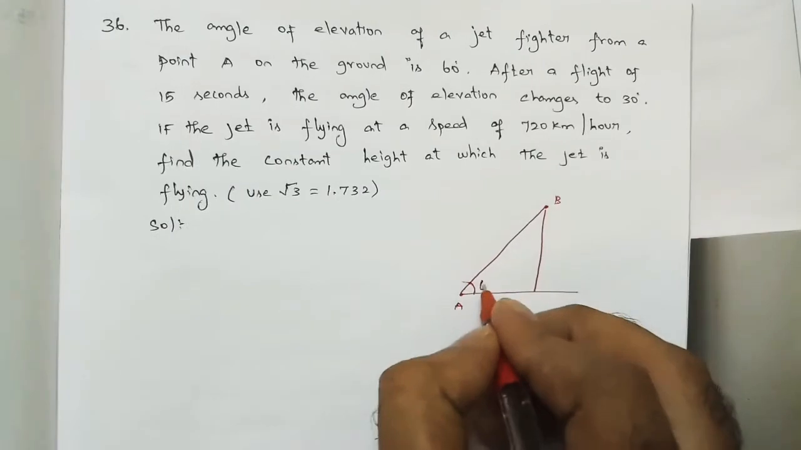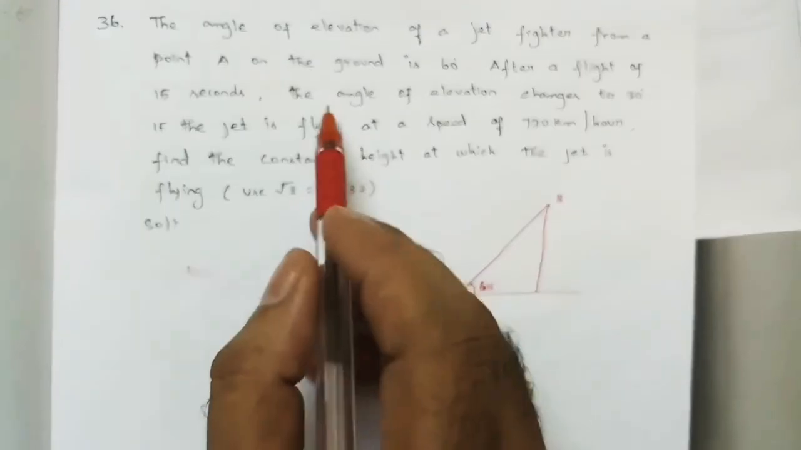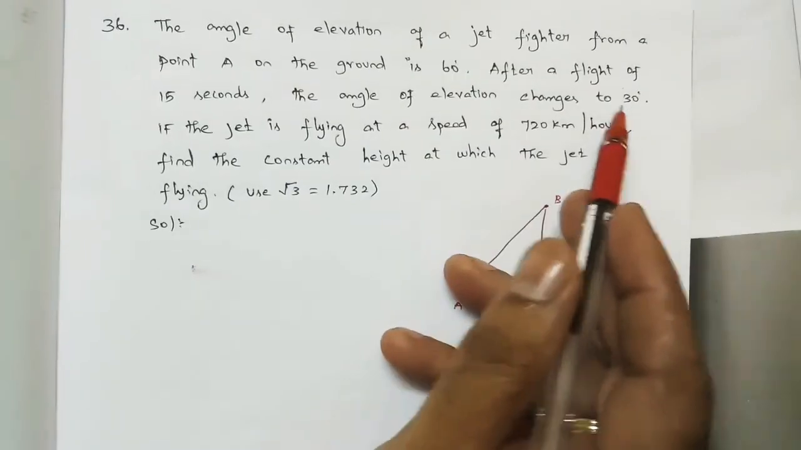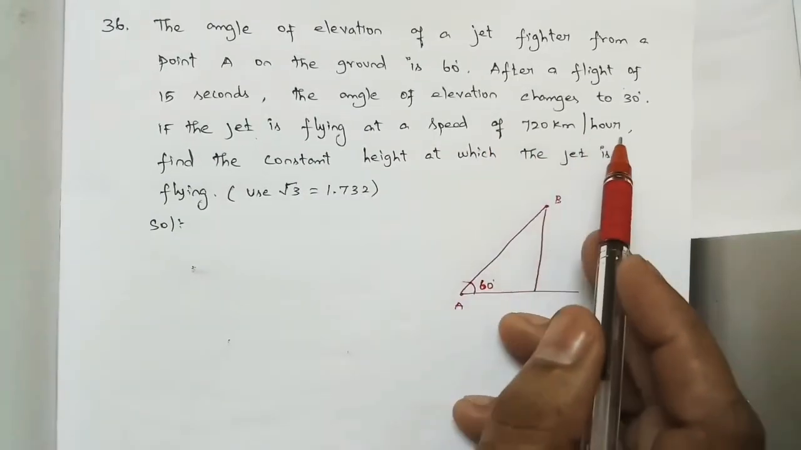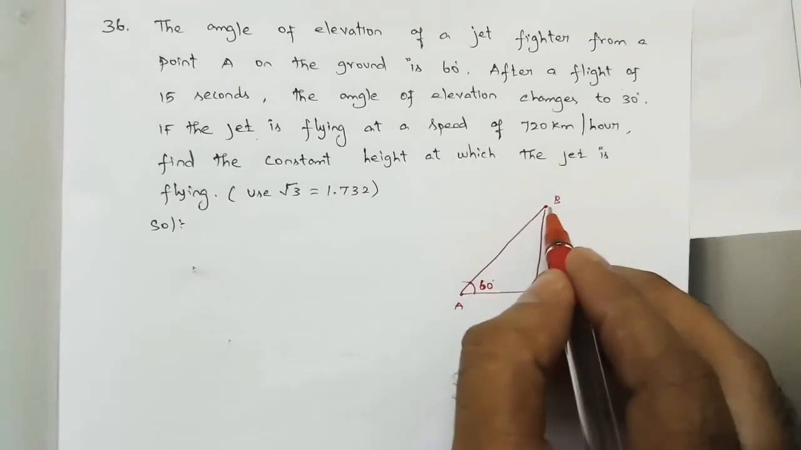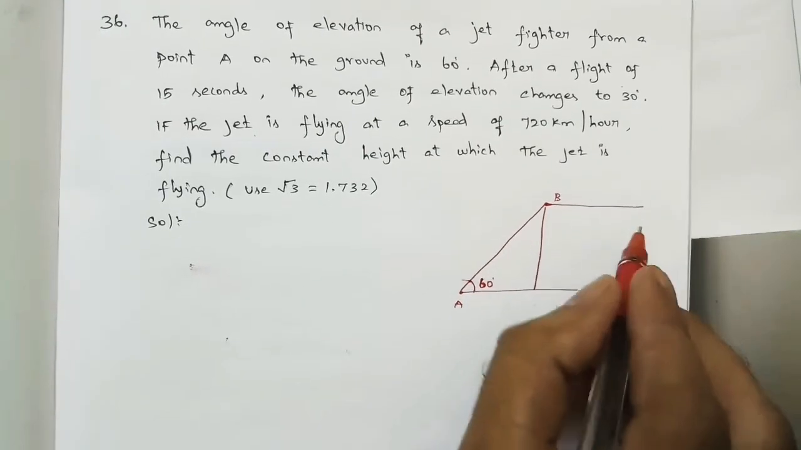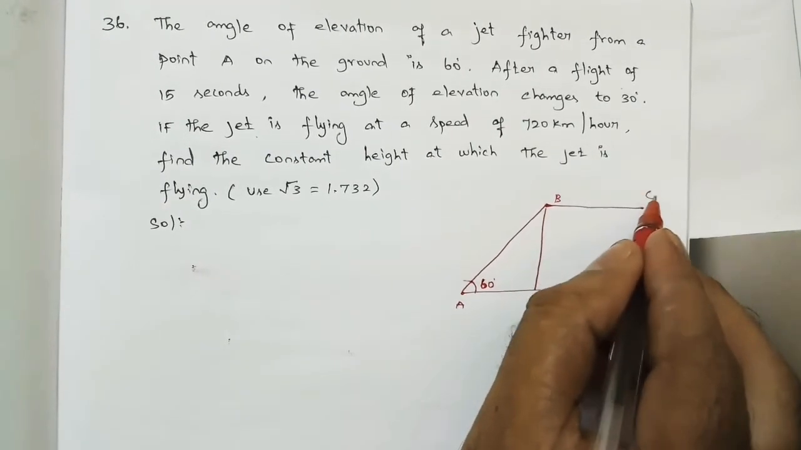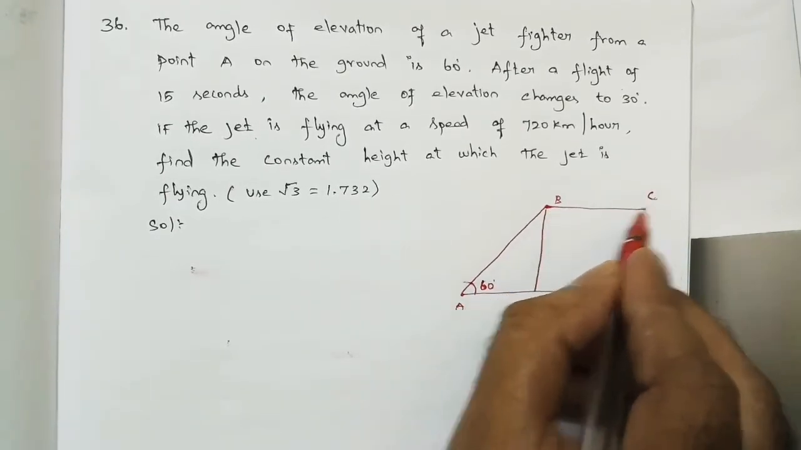After a flight of 15 seconds, the angle of elevation changes to 30 degree. If the jet is flying at a speed of 720 km per hour, find the constant height. That means from point B to C, the jet fighter is flying at a constant height.